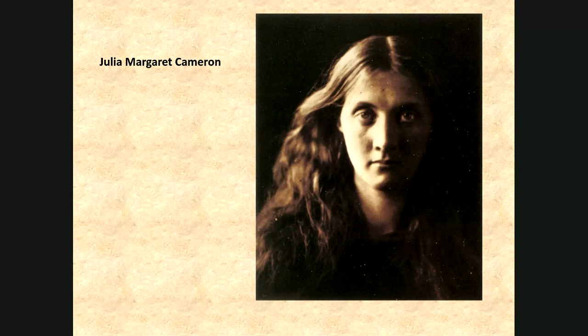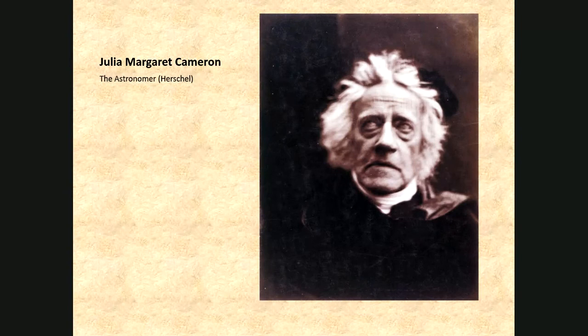So this is a self-portrait that she took here. So that's her. And she took portraits of a lot of her friends and friends of friends, as well as of Victorian cultural figures like Charles Darwin, Alfred Lord Tennyson. Here, you should recognize this. This is John Herschel here. She was very good friends with him.